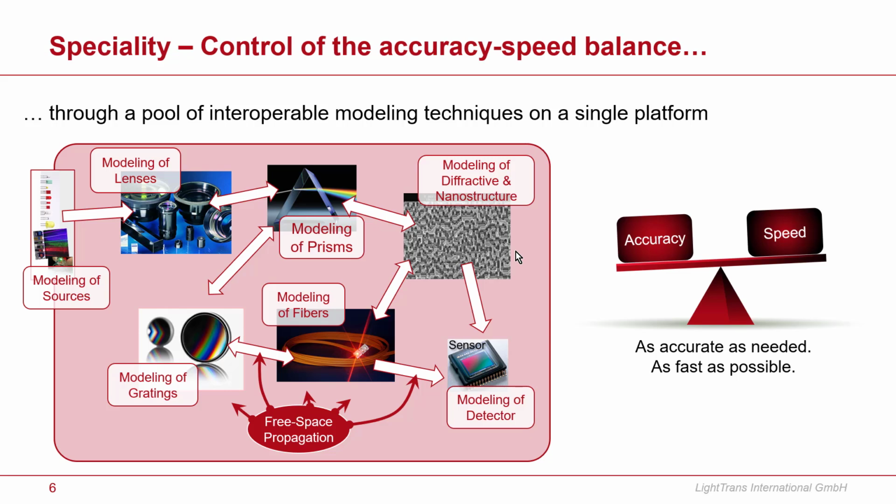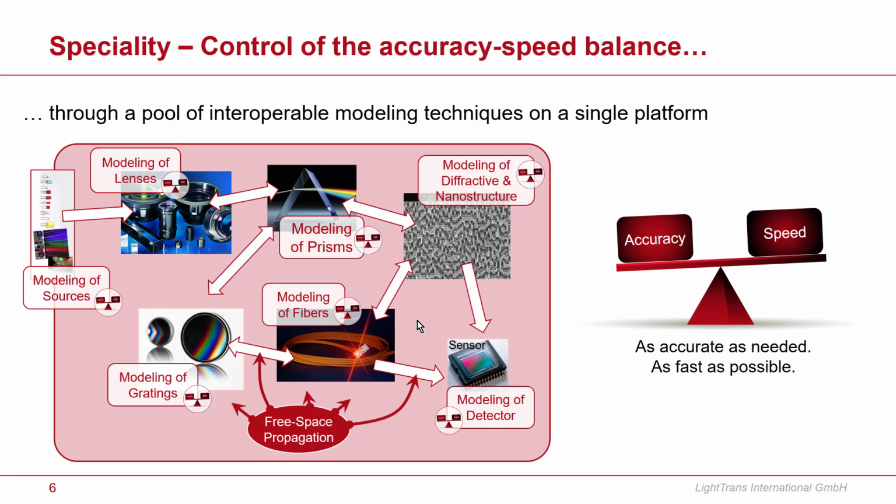So what is the specialty of VirtualLab? You can imagine that systems can be quite complex and consist of arbitrary sources, elements, types, and sensors. And VirtualLab lets you control the accuracy-speed balance, also shown here in this right depiction, so that you can define and decide yourself how accurate you want the simulation to be: as accurate as needed and as fast as possible. That's partly true for the methods used for different types of components and also for the free space propagations in between. And this is done via a pool of interoperable modeling techniques on one single platform. So this speed and accuracy balance is used on all these aspects of a system.